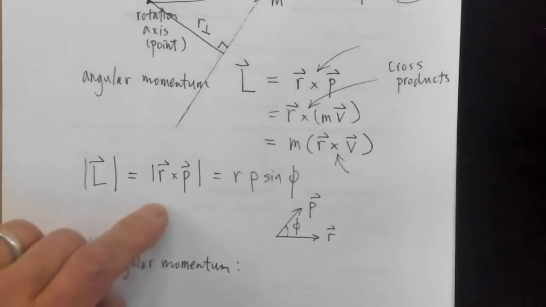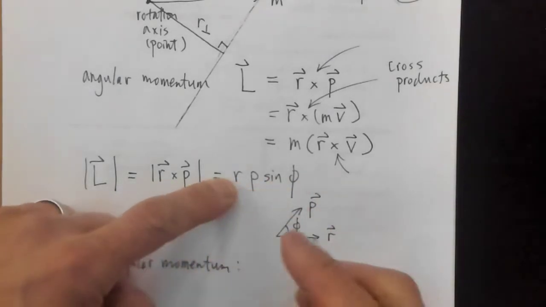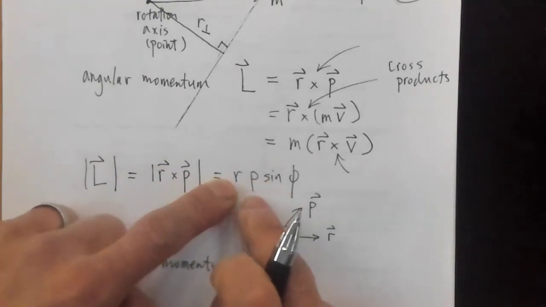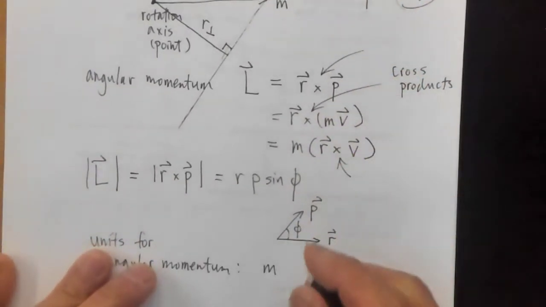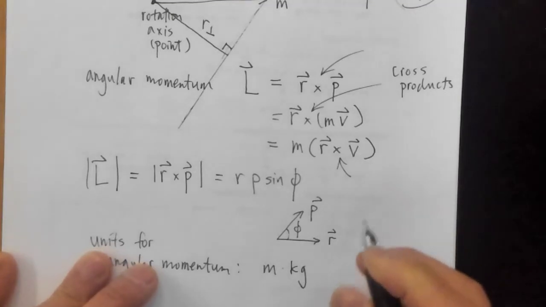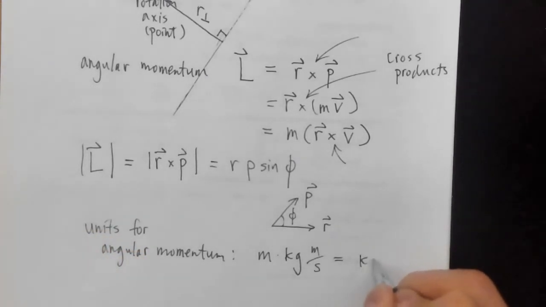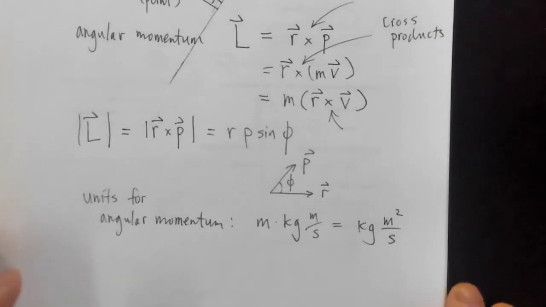Okay. So we have meters for distance, R. Momentum, going back here, was mass times the velocity. So I have mass, and velocity is meters per second. So the units will be kilograms times meters squared over seconds, which is kind of a strange unit, but that's the way it works out. Questions about this?